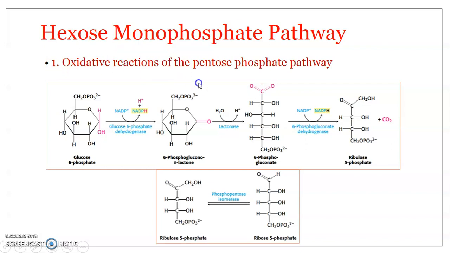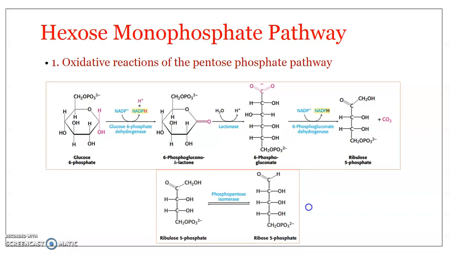Okay, the oxidative phase starts with glucose 6-phosphate, and this undergoes the oxidative phase to produce ribose 5-phosphate or ribulose 5-phosphate. Then these products, ribose 5-phosphate and ribulose 5-phosphate, will enter the non-oxidative phase. And that will result in the formation of different kinds of pentoses and hexoses, phosphorylated hexoses.